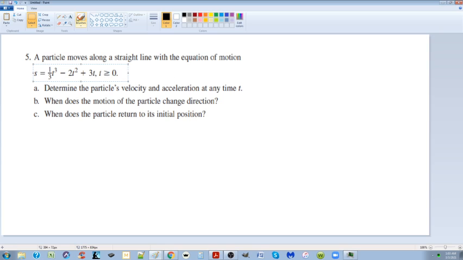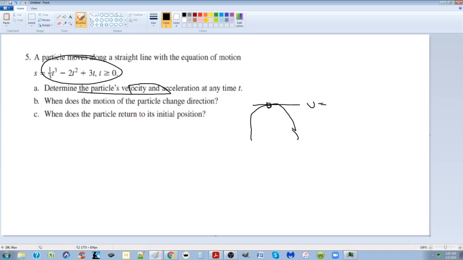So what kind of graph is this? It's a cubic. You could make it simpler by factoring out a third, and you get a lot of interesting things. Determine the particle's velocity and acceleration at any time. When did the motion particle change direction? That's when v is equal to 0. When did the particle return to its initial position? When this is 0. Okay.